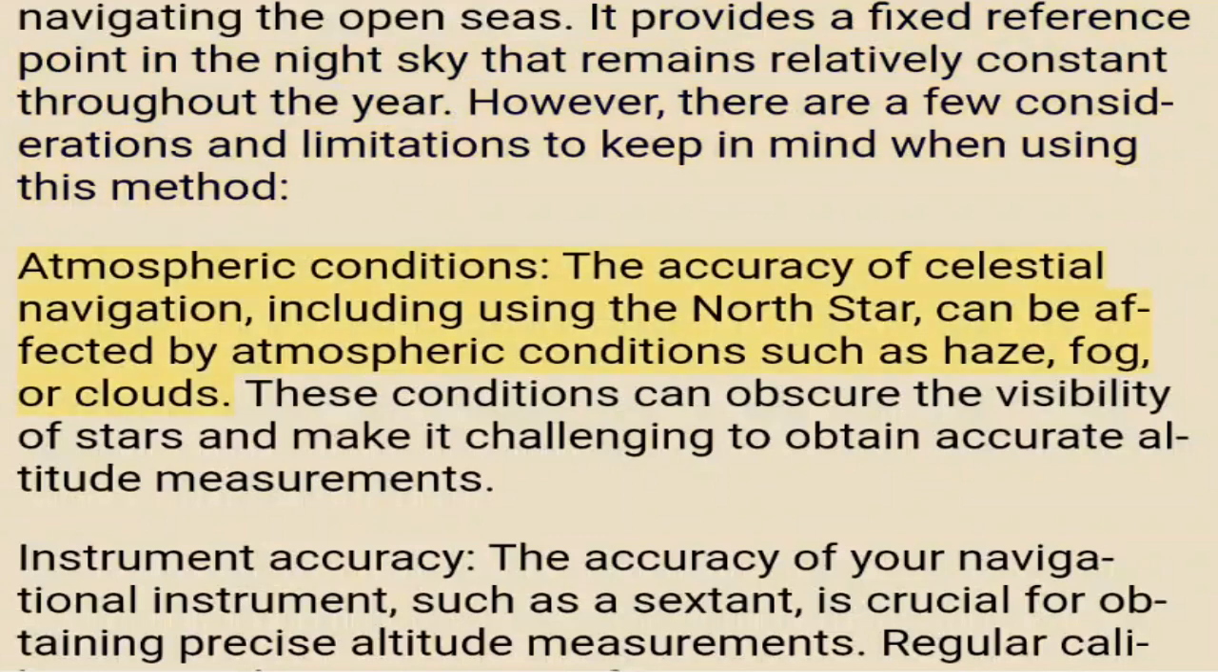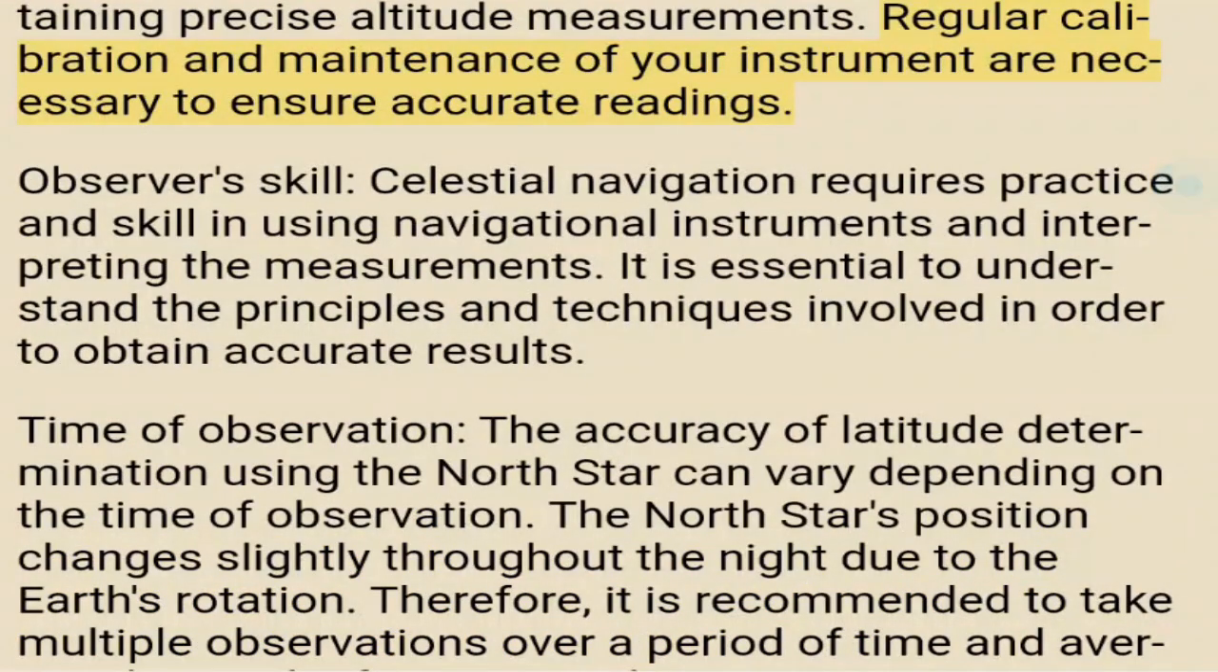Atmospheric conditions. The accuracy of celestial navigation, including using the North Star, can be affected by atmospheric conditions such as haze, fog, or clouds. These conditions can obscure the visibility of stars and make it challenging to obtain accurate altitude measurements. Instrument accuracy. The accuracy of your navigational instrument, such as a sextant, is crucial for obtaining precise altitude measurements. Regular calibration and maintenance of your instrument are necessary to ensure accurate readings.